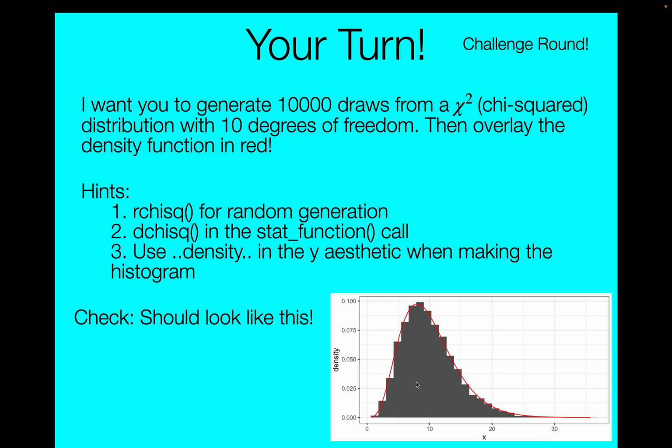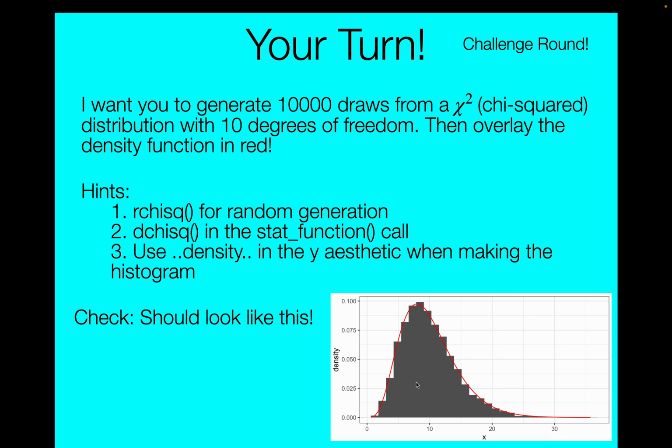Anyway, sorry, another rant. I want you to generate 10,000 draws from a chi-squared distribution with 10 degrees of freedom. I want you to make a histogram of those 10,000 draws. And then I want you to overlay the actual density function in red. Okay, and so you'll get something like the bottom. So generate the draws. That's easy from our chi-square. Okay, make a histogram. That should also be fairly easy. Then overlay it.